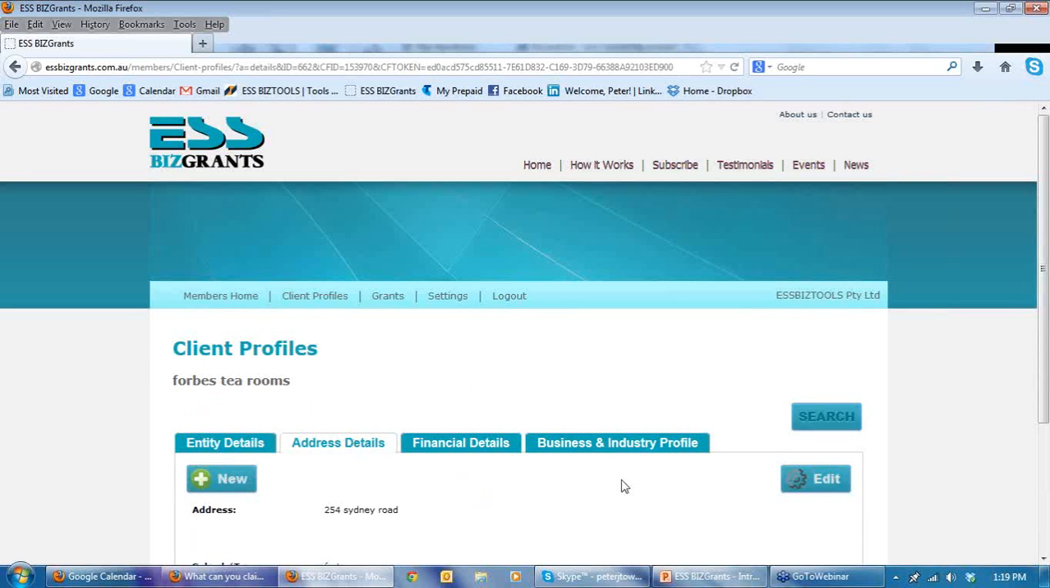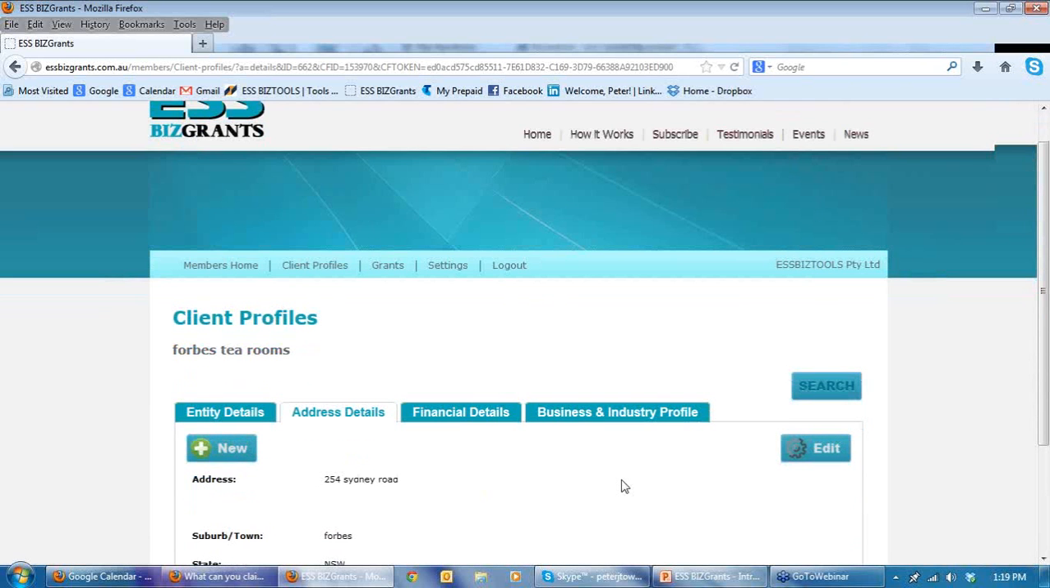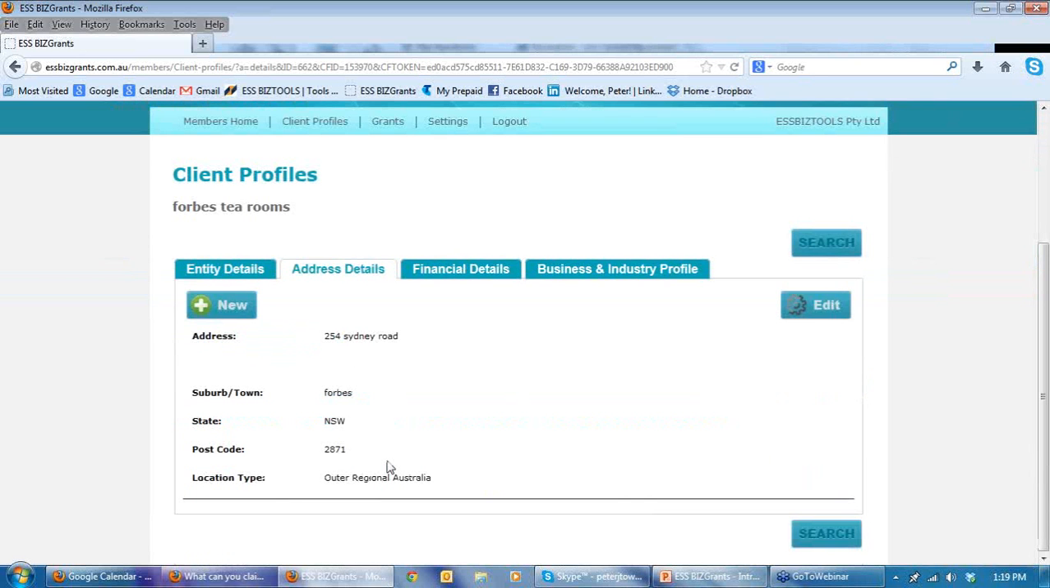The address, we had already inserted the address and the postcode. The system then determined that this business was located in outer regional Australia. Incidentally, these location types are determined based on the health industry maps that they use to recompense medical practitioners, nurses, etc., who work in various areas around Australia. The financial details we've already inserted.